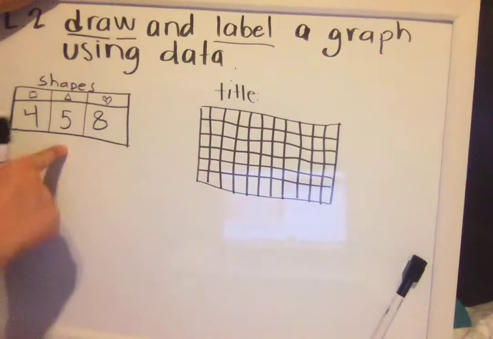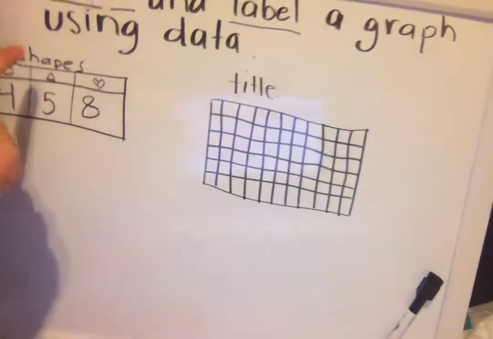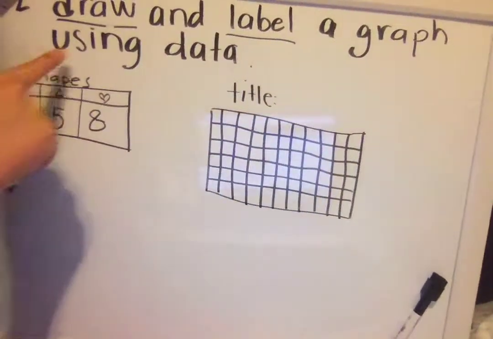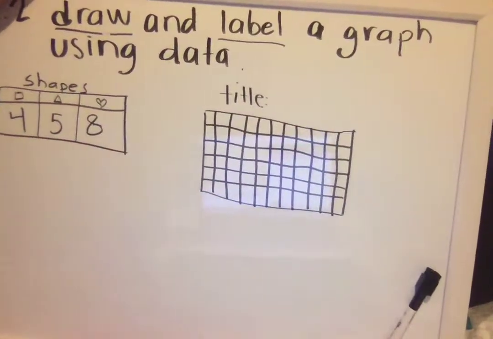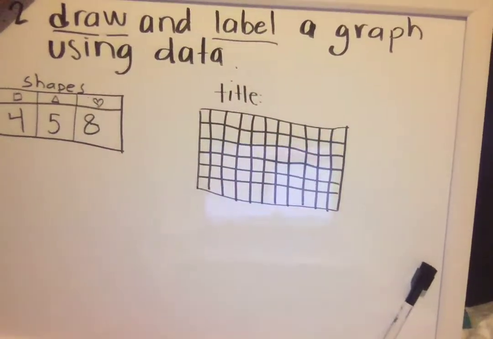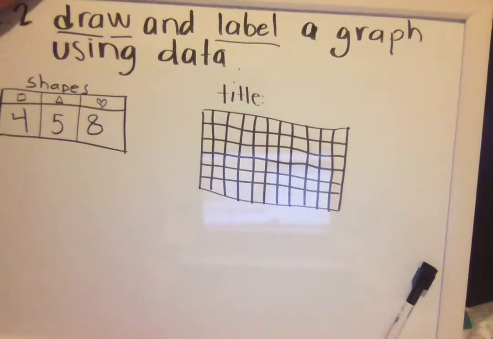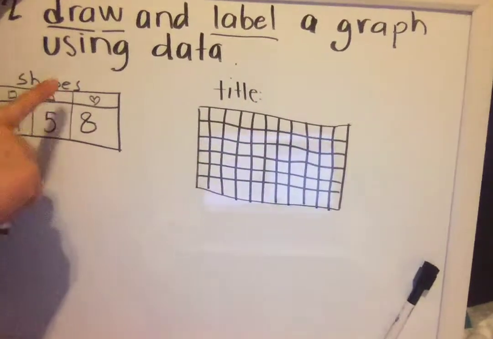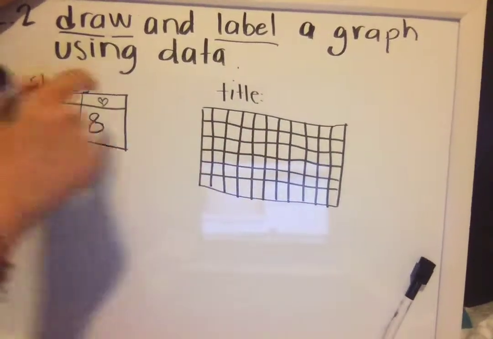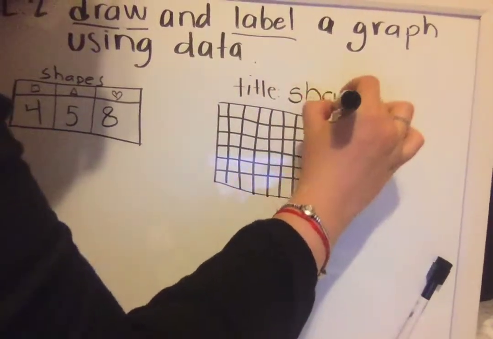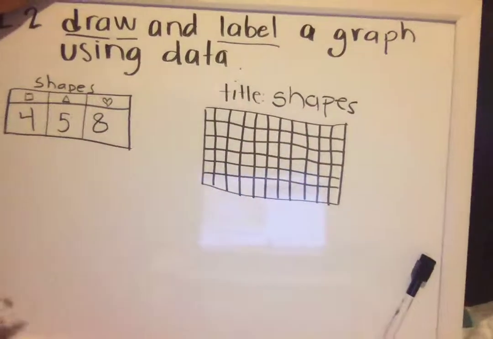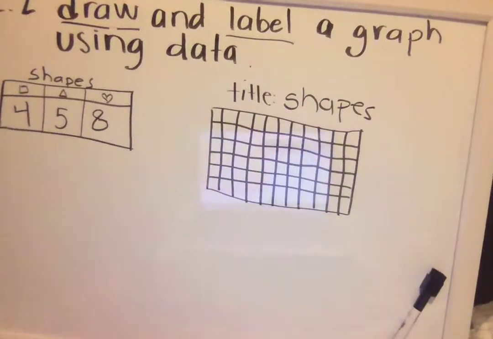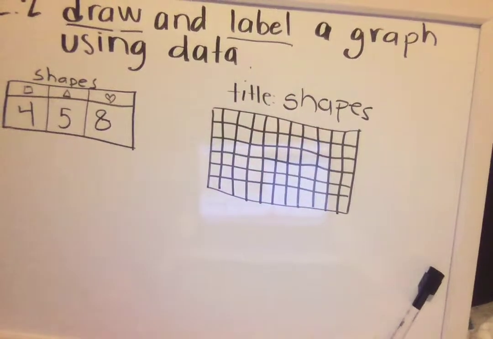Well, if I look back at my data that I collected, I'm talking about what? About shapes. So my title is literally going to be what my data is about. If it were about animals, it would say animals. If it were about food, it'd say food. If it was about fruits, my title would say fruits. But today, in this graph, I'm going to be graphing shapes. I'm going to write down shapes. If it was about spelling tests, it would say spelling test. Okay, anything you're graphing, that's what your title will be.